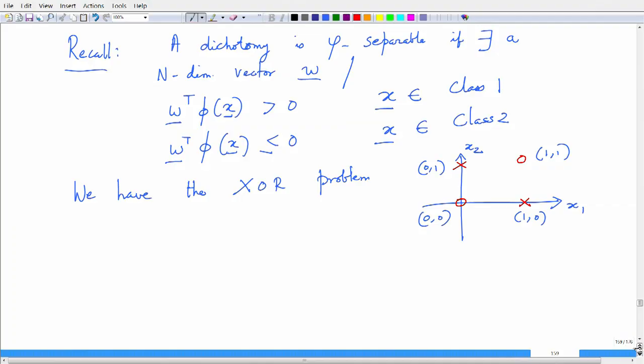Now, let us recall, a dichotomy is phi separable if there exists an n dimensional vector w such that the inner product of w with respect to phi of x is greater than 0 for x belonging to class 1 and otherwise. So, in the perceptron this phi was not there, and we just had w transpose x greater than 0 for class 1 and w transpose x less than or equal to 0 for x belonging to class 2, but we can bring in a dichotomy that is phi separable by involving this nonlinear function phi, right, because we are now acting in the feature space.